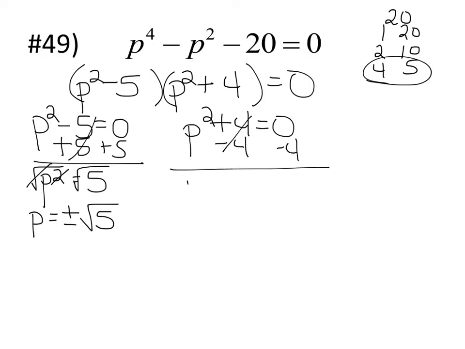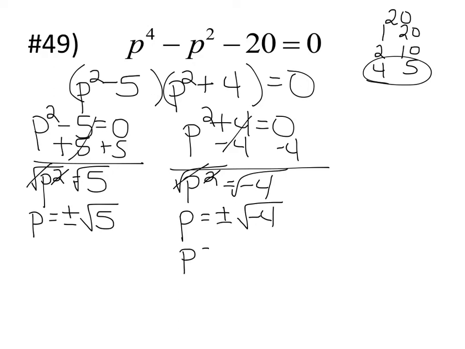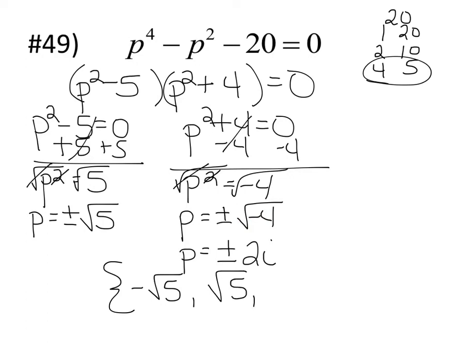Subtract 4 from both sides. You get p squared equals negative 4. Square root to get rid of the square. P equals plus or minus the square root of negative 4. So p equals plus or minus 2i. I because you have a negative under a square root, and 2 because the square root of 4 is 2. So your answers are negative square root of 5, positive square root of 5, negative 2i, and positive 2i.